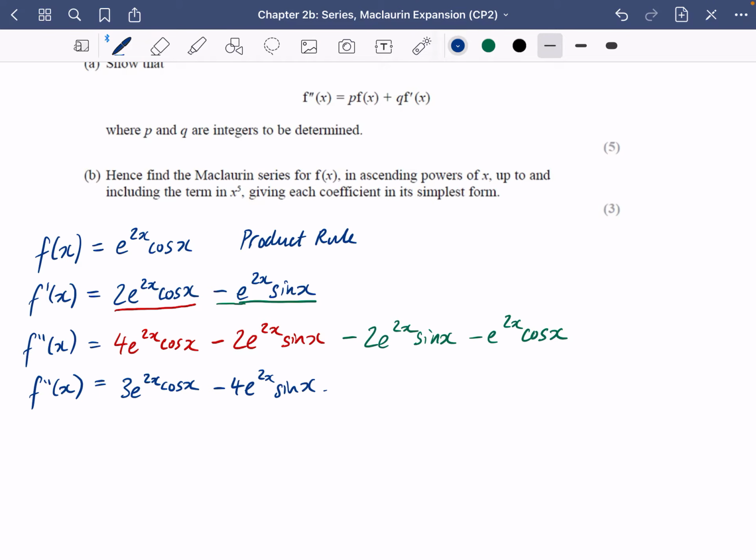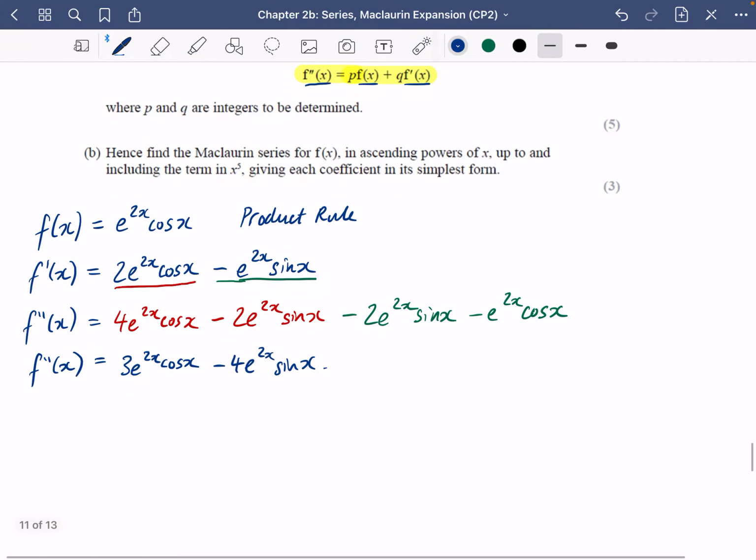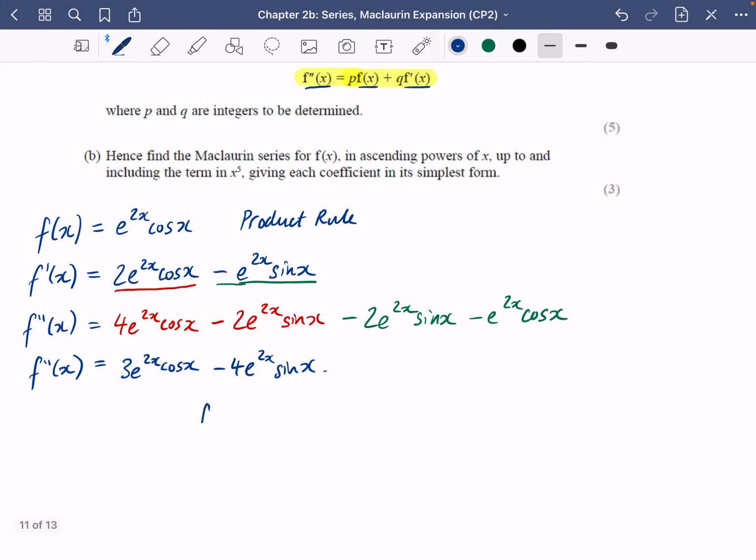But they've got this weird thing here where they want us to say it in terms of f of x and f dash x. So what I'm going to do is take this whole line here and try and replace all of these bits, the f double dash x, the f of x, and the f dash x, with the e to the 2x sine x, e to the 2x cos x kind of thing that we've got. So I'm literally going to be rewriting this line. I'm going to do f double dash x equals p f of x plus q f dash x.